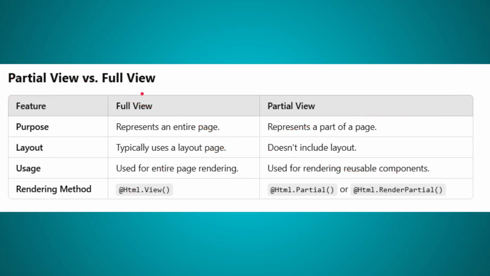Partial view versus full view. Feature: Purpose. A full view represents an entire page. A partial view represents a part of a page. Layout: a full view typically uses a layout, a partial view does not include layout. Usage: a full view is used for entire page rendering, a partial view is used for rendering reusable components. Rendering method: for a full view, @Html.View. Here we have @Html.Partial or @Html.RenderPartial.